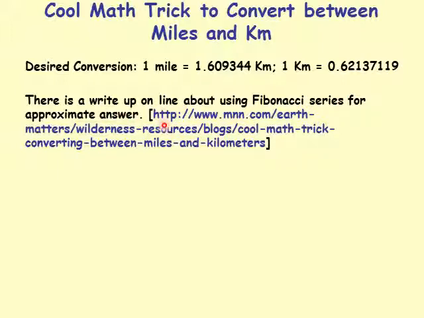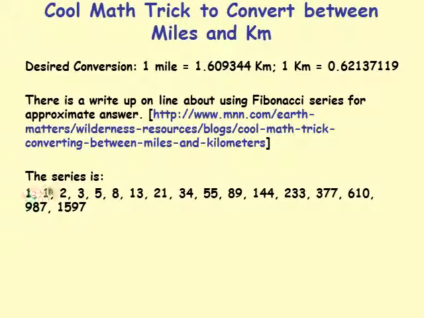Okay, let's continue. The series is 1, 1, 2, 3, 5, 8, 13, 21, 34, 55, 89, 144, 233, 377, 610, 987, 1597, and so on. A number in the series is obtained by adding the two previous numbers. We start with two ones, and 1 plus 1 is 2.